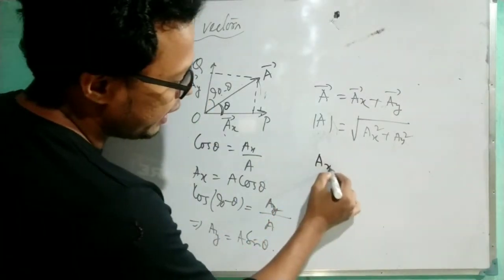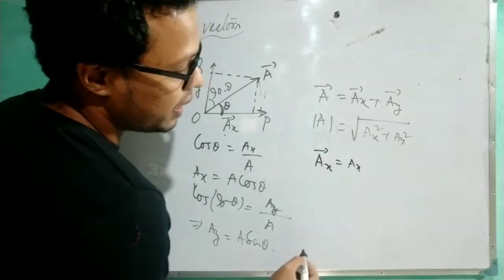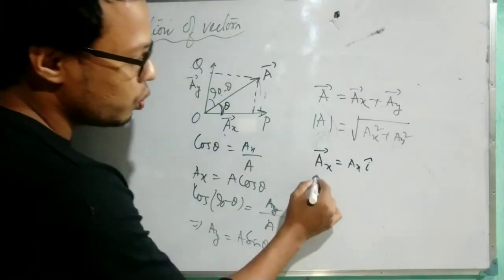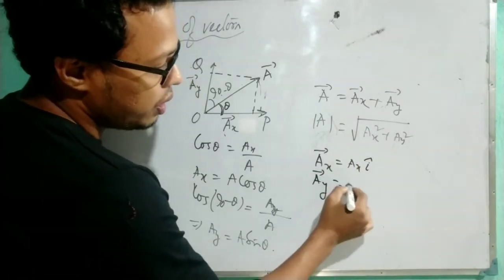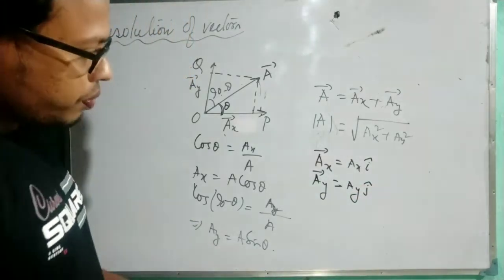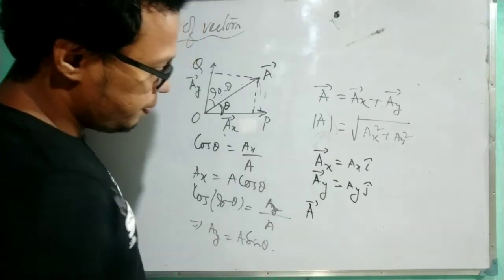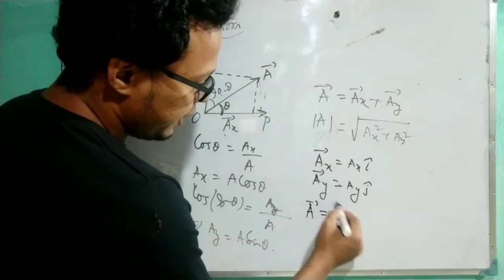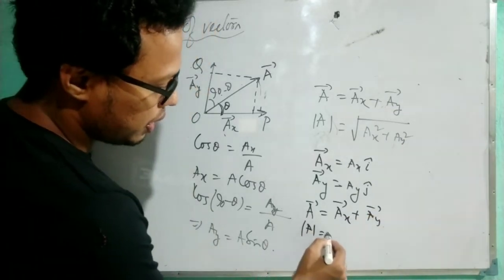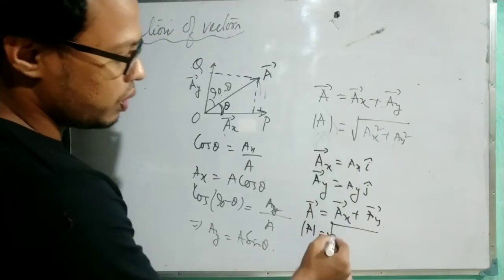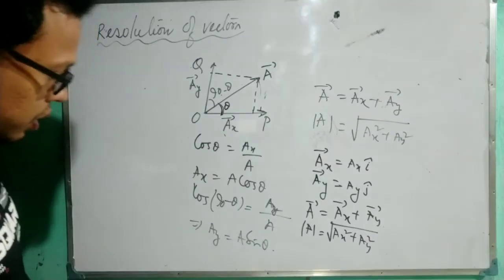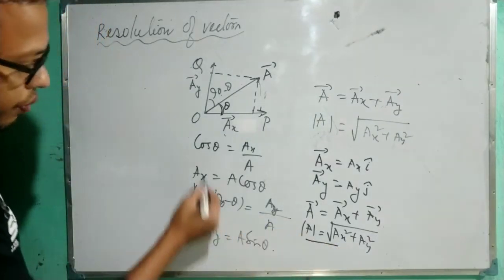So we can write that the x vector equals magnitude ax, and along the x-axis from the unit vector we have read i cap. In the same case, ay equals ay into j cap. So the a vector equals ax vector plus ay vector. And the modulus of a we can also write as root over ax square plus ay square.